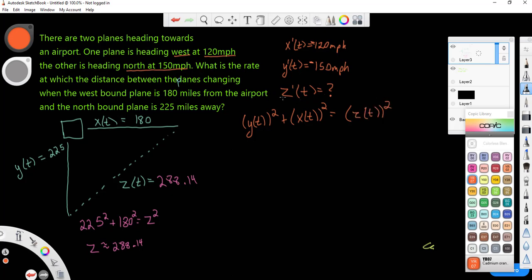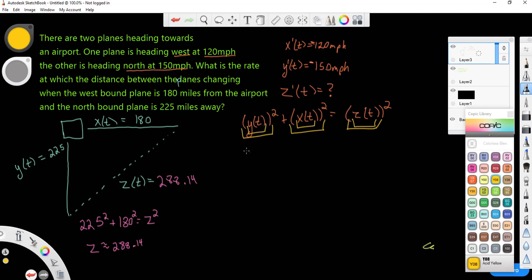Now, if I want to figure out z prime of t, what I need to do is take the derivative of this whole thing. Now remember, when I take the derivative of this, I'm going to have to use the chain rule. The reason is that all of these are different functions, and all of these have the same outside function, which is that it's being squared, and then we're doing the inside function, which is over here y of t, x of t, and z of t. So let's go ahead and take the derivative.